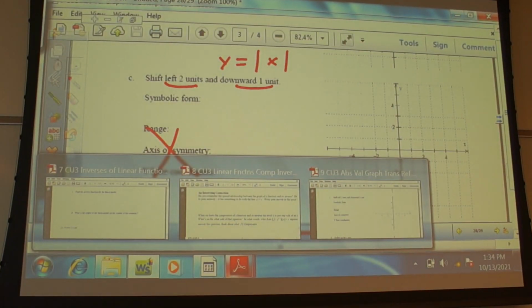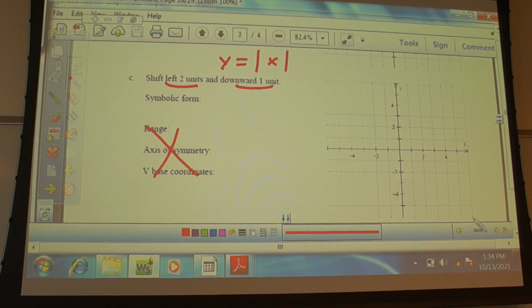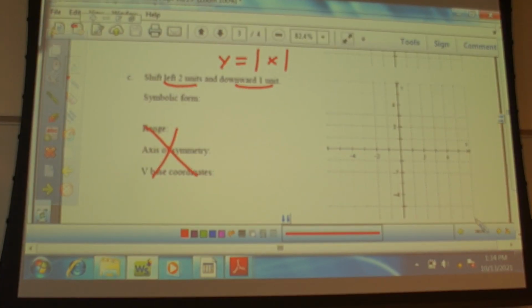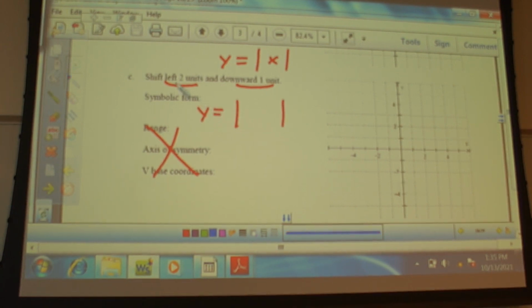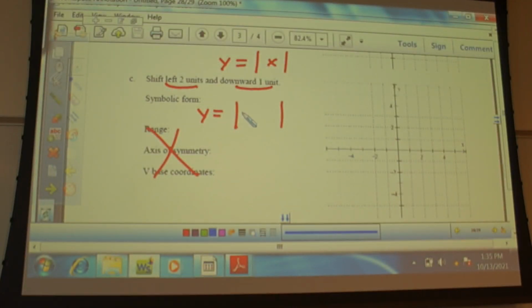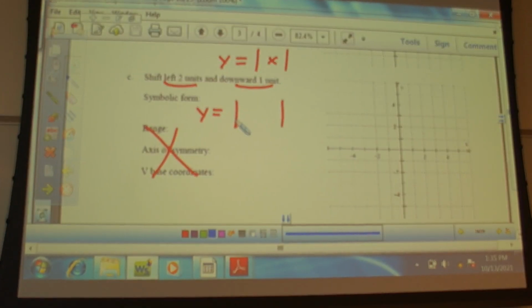Left 2. Is left right on the inside or outside? Everybody, is left right on the inside or the outside? Inside. So what should it be? Left 2 should be what? Everybody write it down. I'm going to call on somebody randomly. Left 2 should be what, folks?